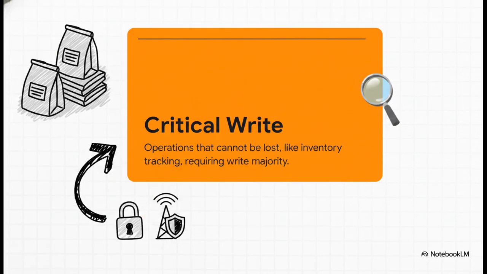And as we list those out, we have to qualify them because not all data is created equal. For example, tracking our coffee bag inventory on those smart shelves, that is a critical write. If the network blips, we absolutely cannot afford to lose that data, or our whole supply chain breaks down.